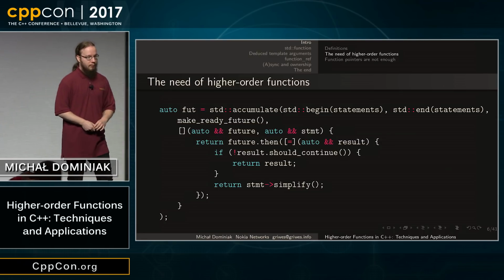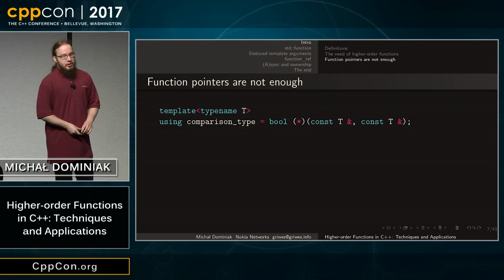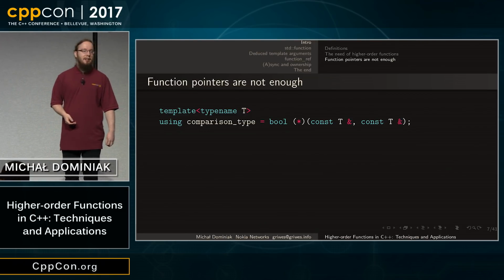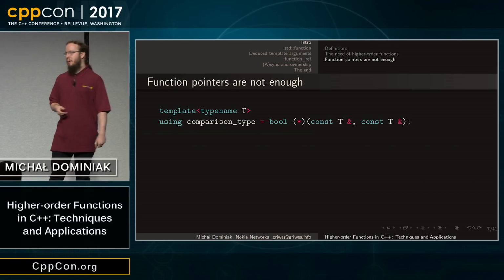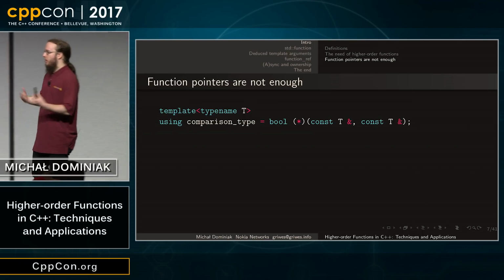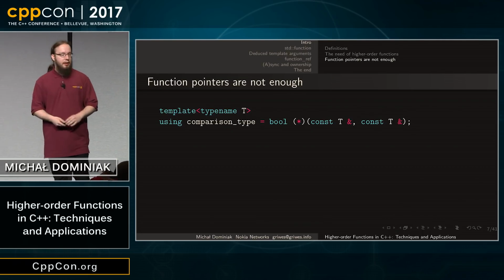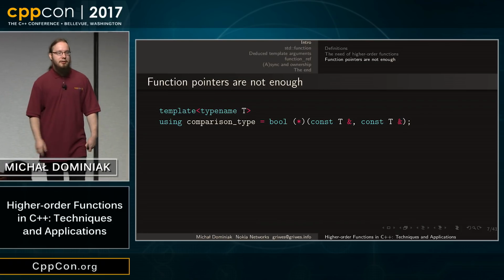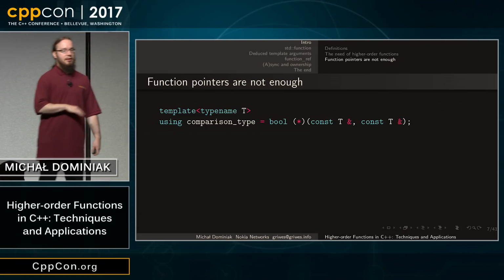All right. So function pointers are somewhat of a first idea for how to pass functions into other functions. That's how we did it in C, right? So we can have a function pointer type. This one is a template, but it's a comparison function, right? It takes 2 elements and gives us some result.